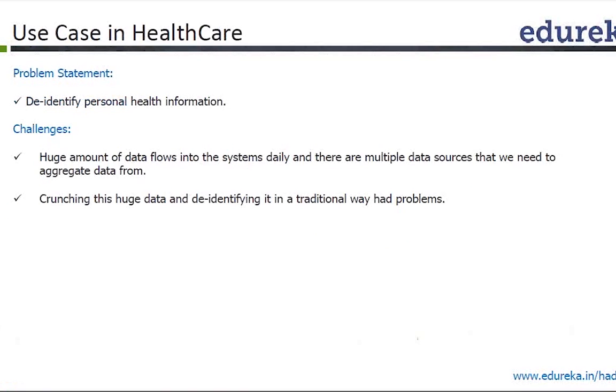Okay, so in the healthcare example which we saw in the MapReduce learning as well, if you want to process that same data, where you have the patient data and you want to de-identify it by going through each record and de-identifying some of those columns.